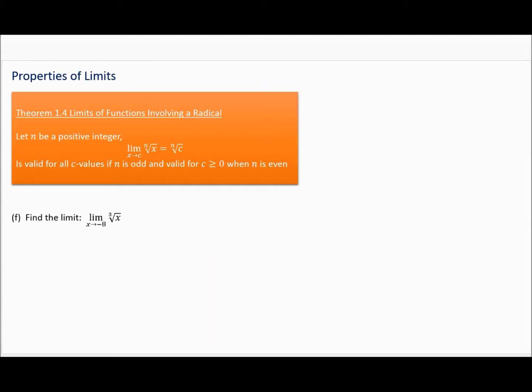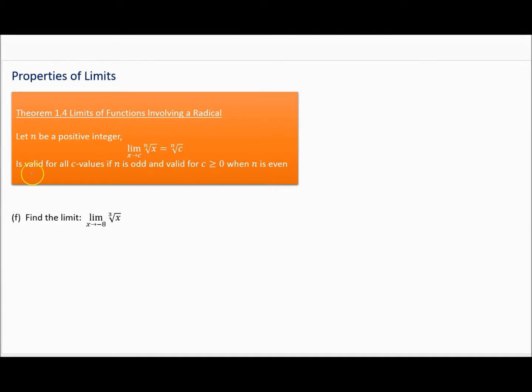Here's another super nice theorem to have. Theorem 1.4, limits of functions involving a radical. Look what this says. It says if you have a radical, you know what a radical is, a square root, a cube root, a third root, a fourth root, whatever. I said cube root and third root, they're the same. You take the limit as x goes to c. And all you do, again, direct substitution, you take the c and you plug it directly into the function.